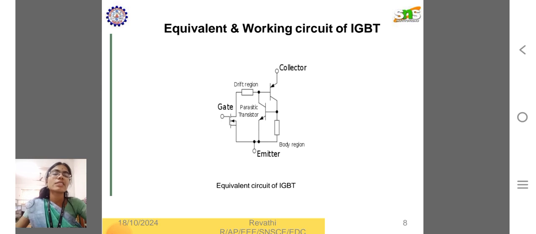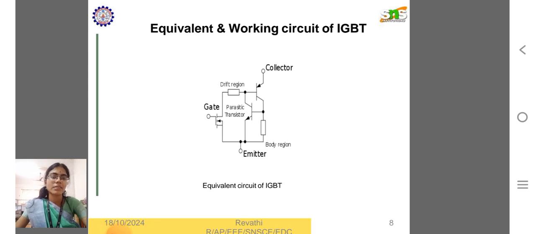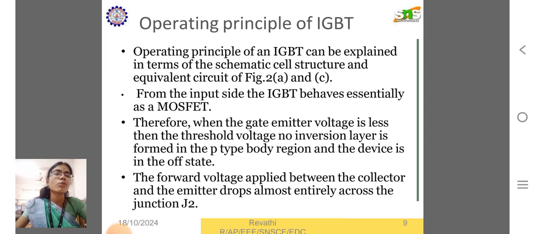Equivalent circuit. The equivalent circuit consists of a collector, gate, emitter, a body region, a parasitic transistor, and a drift region. Operating principle of IGBT. The operating principle of an IGBT can be explained in terms of the schematic cell structure and equivalent circuits. From the input side, the IGBT behaves essentially as a MOSFET. Therefore, when the gate emitter voltage is less than the threshold voltage, no inversion layer is formed in the p-type region and the device is in the off state.